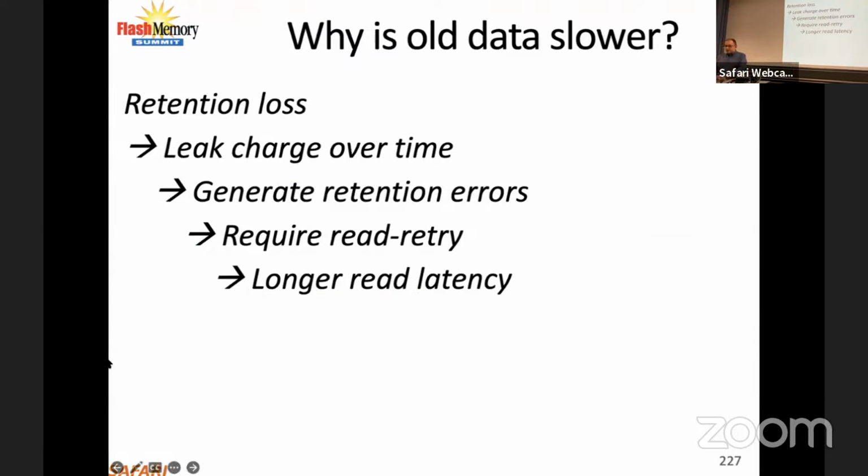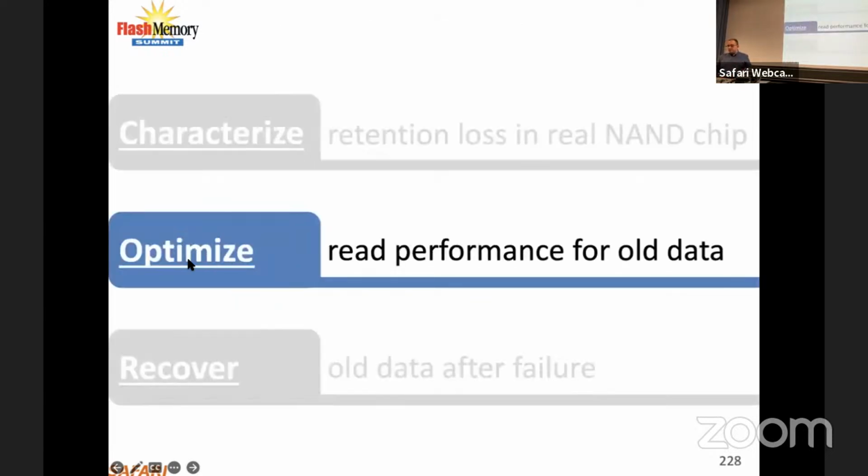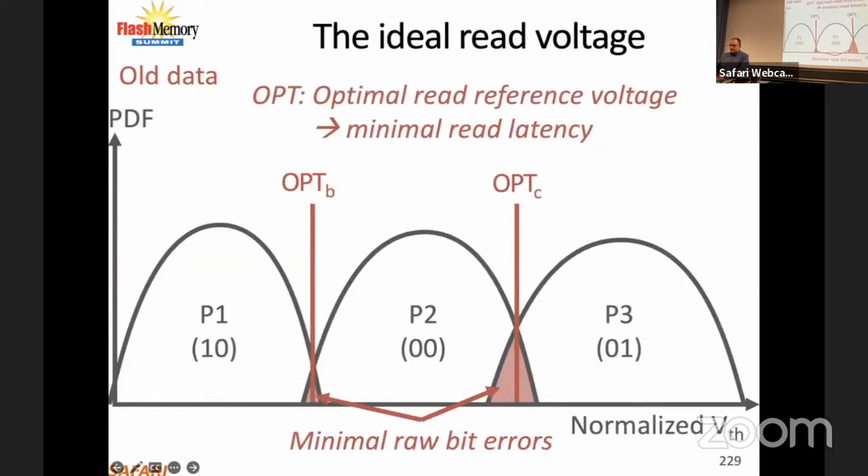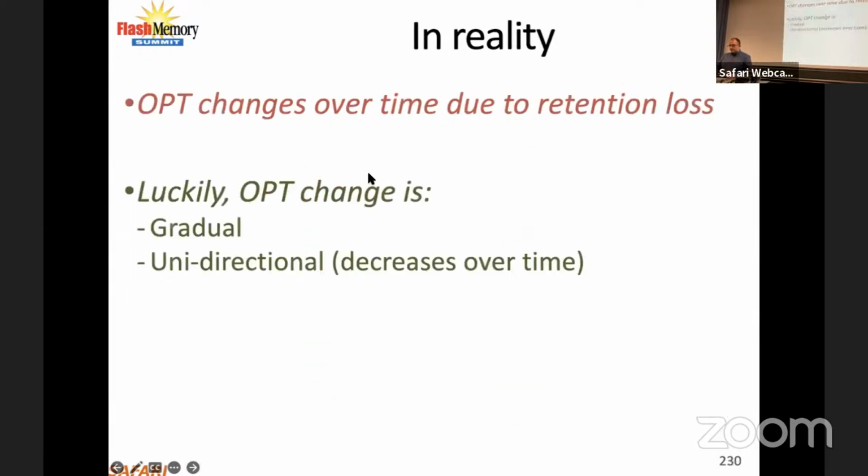So why is old data slower? As a summary, because of retention loss, you leak charge over time, and that generates retention errors. That calls for the read-retry process, and that causes longer read latency. So we want to optimize the read performance for old data with the optimal read reference voltage. We want to estimate what the read reference voltage should be, and hopefully access our flash chip with that optimal voltage, such that you can read at the first attempt.